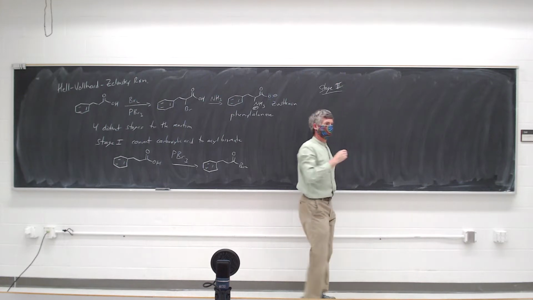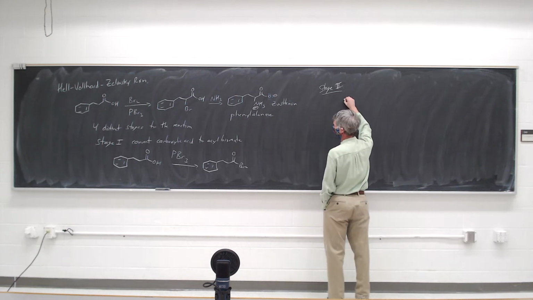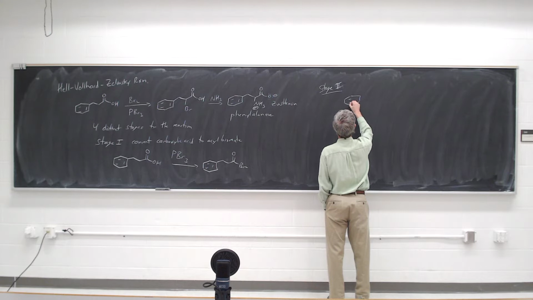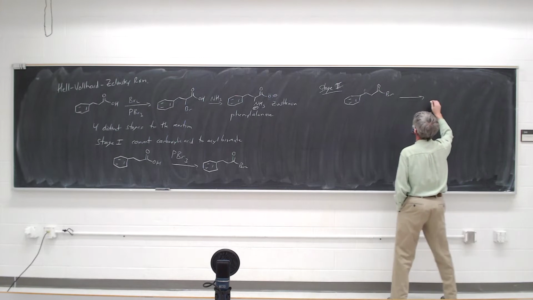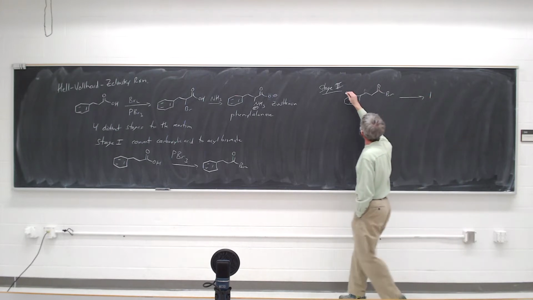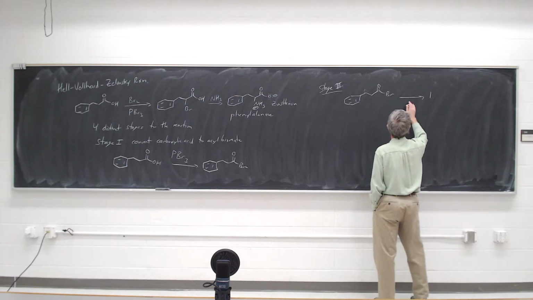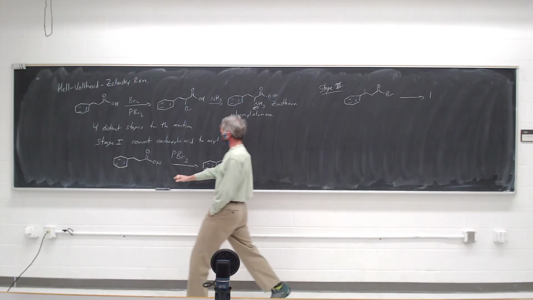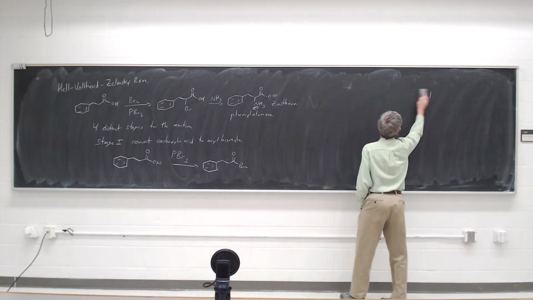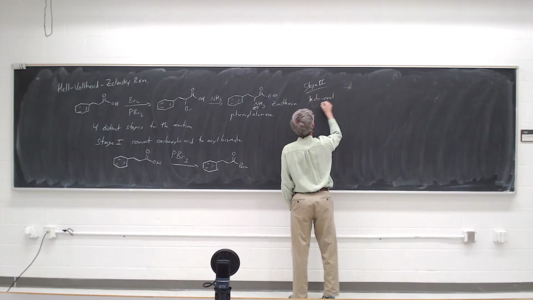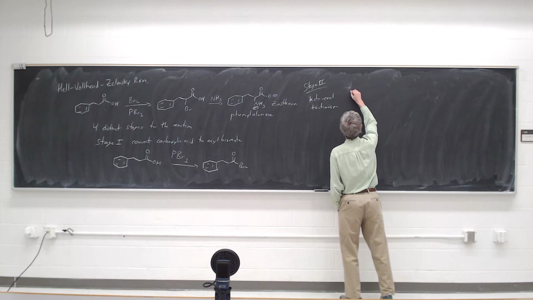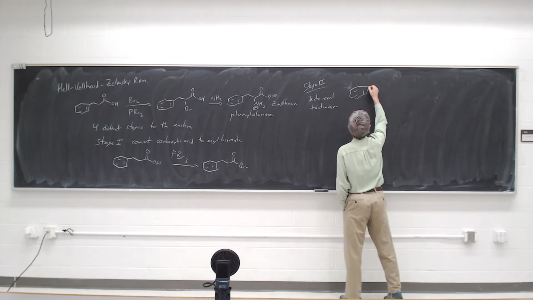Stage 2 is the alpha bromination, takes that acid bromide and puts some bromine. Sorry, that's stage 3. Wait, where's stage 2? Yeah, we're going to put stage 2 up there. Stage 2 is to make the enol, tautomerization. So stage 2 takes that acid bromide and makes the enol product.